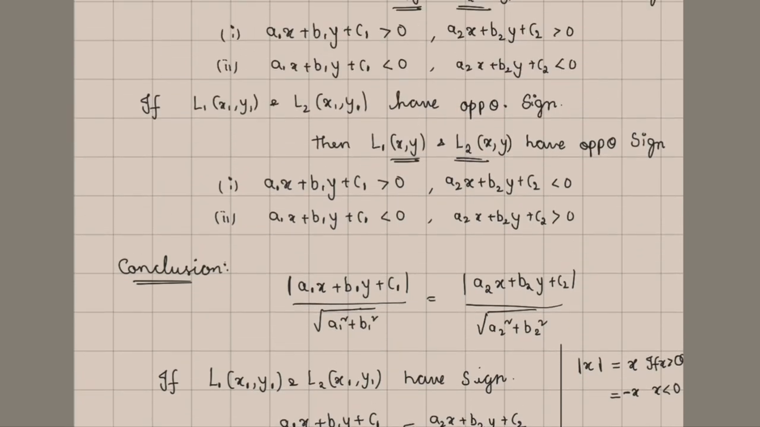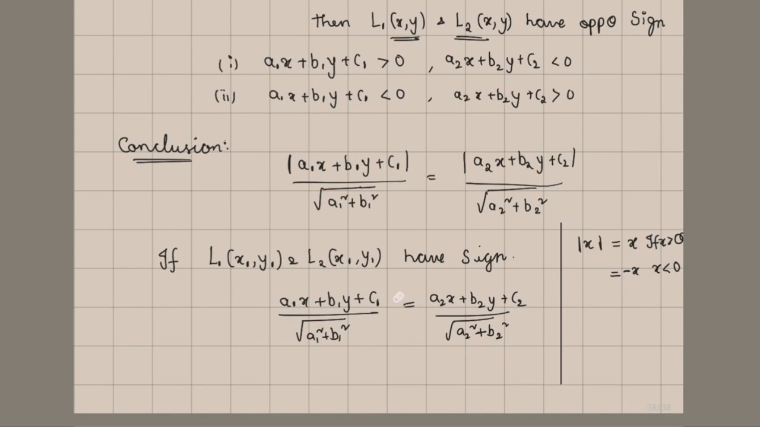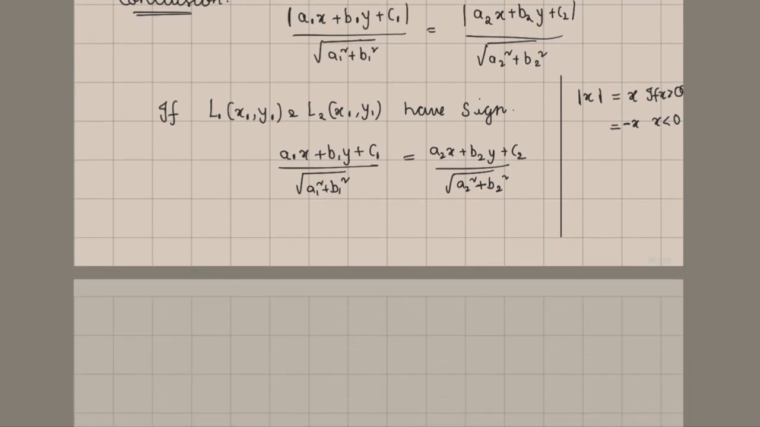The other case is these both can be less than 0. If those both are less than 0, then the modulus will be the negative of this quantity. Similarly, the modulus of this will be the negative of this quantity. And the negatives cancel and you will get the same result, which is this. This is nothing but the bisector L plus.